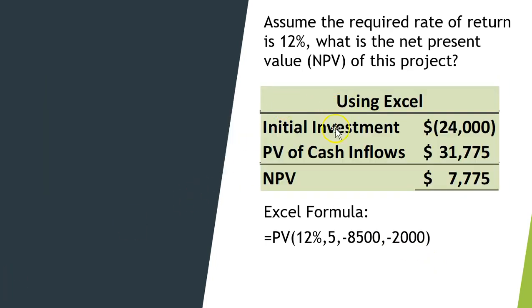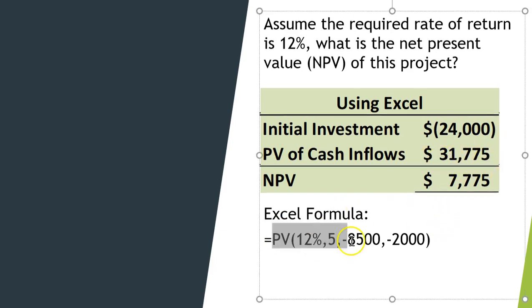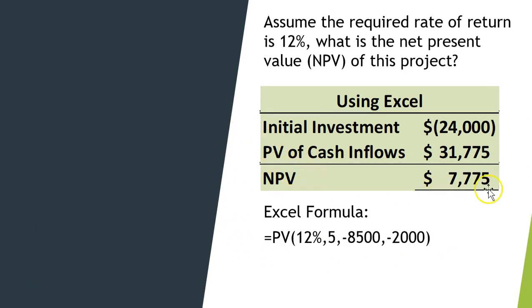And then I usually have this little table when I use Excel. So the initial investment is minus 24,000. The present value of the cash inflows is 31,775, and that number comes from this formula. And then of course I net those together to get 7,775, so it's slightly different than the other one, and this is actually the more accurate of the two.